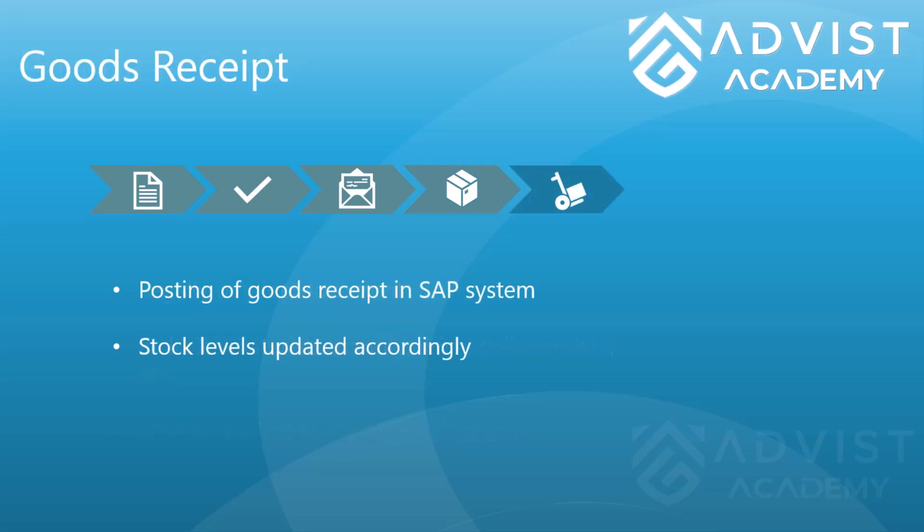After the purchase order is sent, the company waits for the delivery. Once the materials arrive, goods receipt is posted in the SAP system. The system then updates the stock levels in the warehouse and records that the delivery was made against the order. At the same time, a goods receipt item is created in the system, which will later be used for invoice verification.